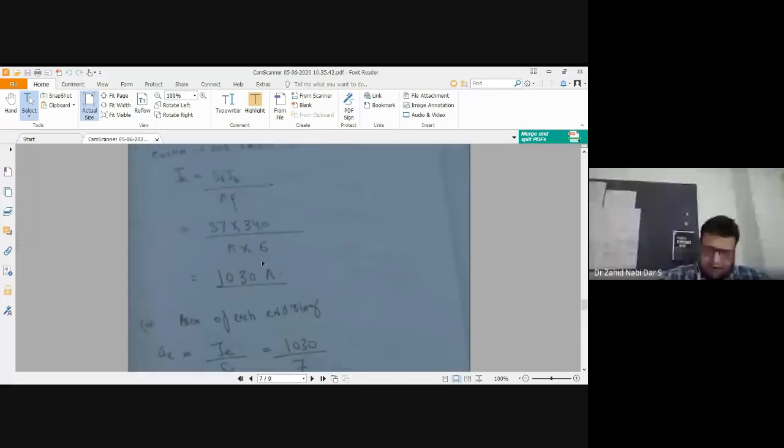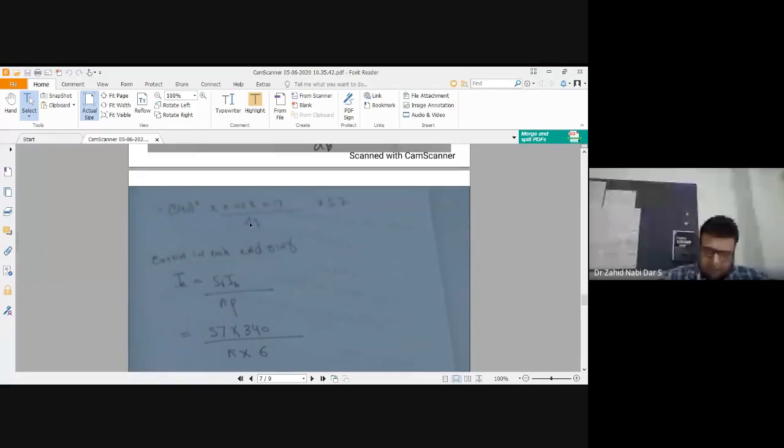It amounts to around 457. You will get this value. Here I have just missed writing it, so you just check how much that value is. Now the current in each end ring.